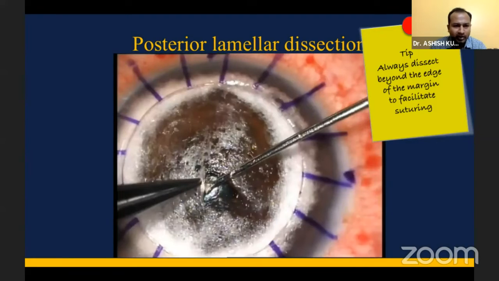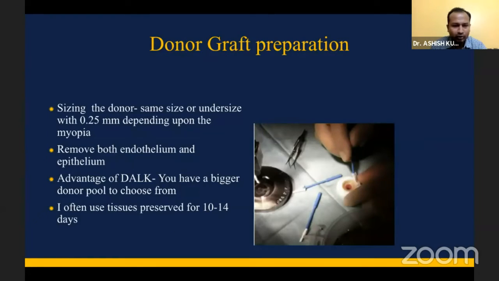So donor graft preparation is very simple. Shom has already talked about it. Sizing the donor is again very important. If there's too much myopia which you want to compensate, then probably you'll have to undersize by 2.25 mm. But if there's not much myopia, probably you can take the same size. And I generally remove both endothelium and epithelium, epithelium just to avoid the risk of epithelial rejection. And we often use therapeutic grade tissues for our DALK cases.